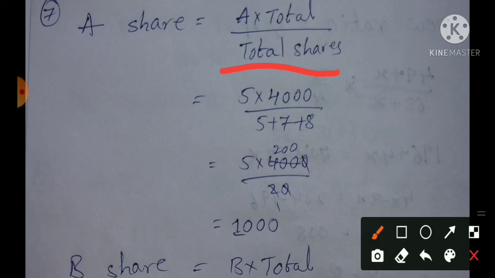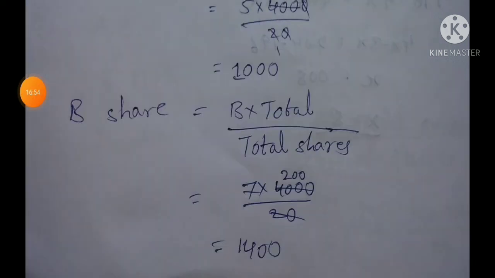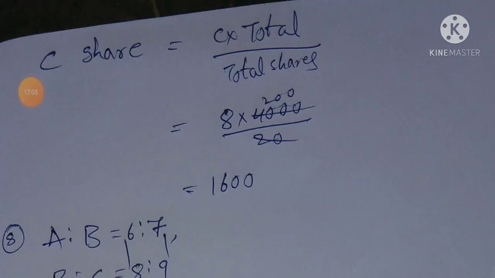A share will be 1000 and the b share will be b ratio into total amount by total shares, that is 7 into 4000 by 20, that is nothing but 1400. We have c share, equal to ratio into total amount by total shares, that is nothing but 8 into 4000 by 20, that is 1600. The shares of a, b, c are nothing but 1000, 1400, 1600.